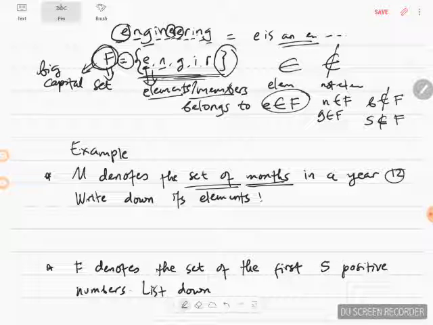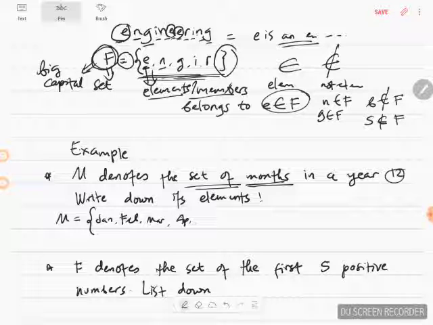February, March, April, May, just write them all. June, July, August, September, October, November, and the last one is December, and then close bracket. Now, these 12 members are actually the members of M.